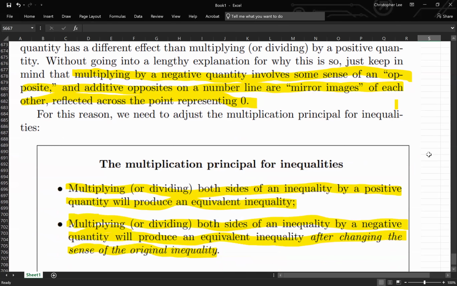So, the multiplication principle for inequalities. Multiplying or dividing both sides of an inequality by a positive quantity will produce an equivalent inequality. It'd be the same thing, right? Multiplying or dividing both sides of the inequality by a negative quantity will produce an equivalent inequality after changing the sense of the original inequality. When you multiply or divide by a negative, you flip the sign always. All right? You multiply or divide by a negative, you flip the sign.